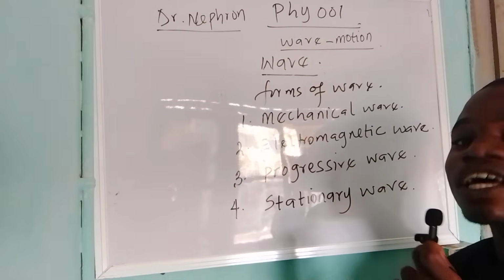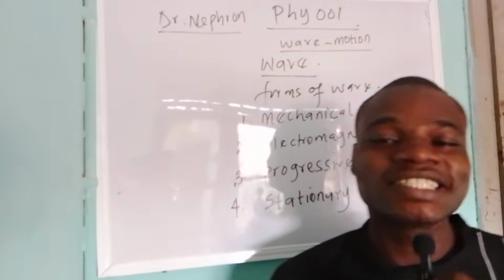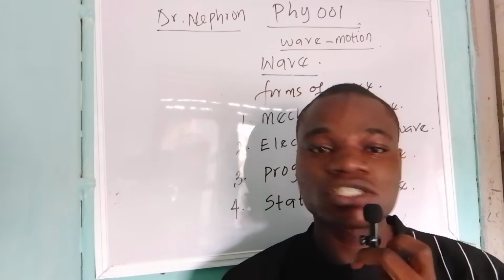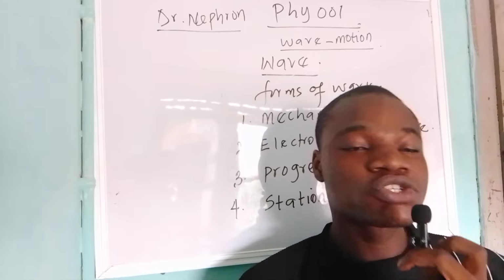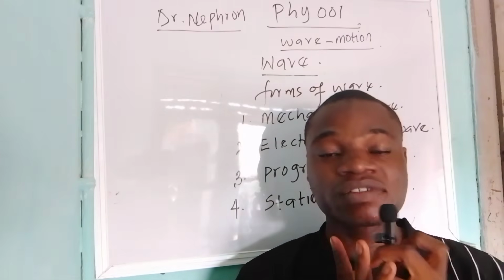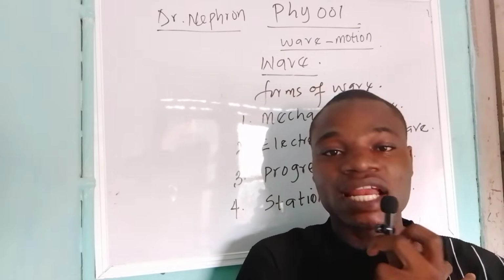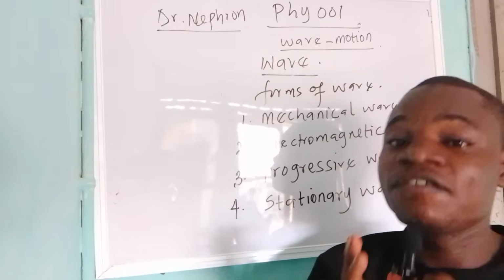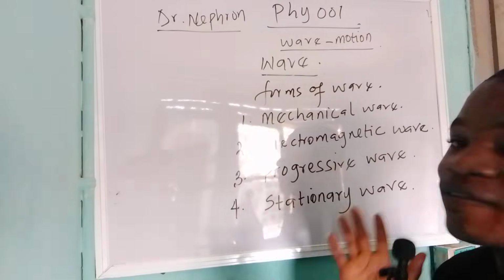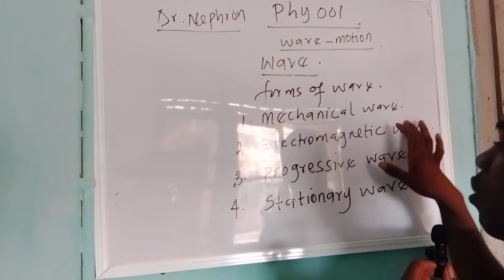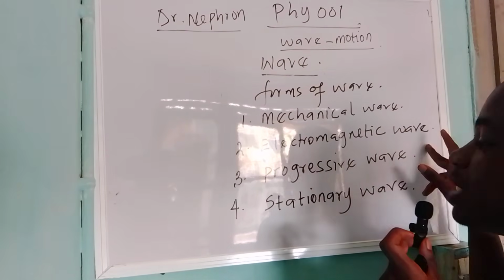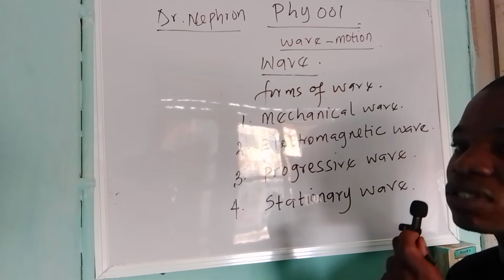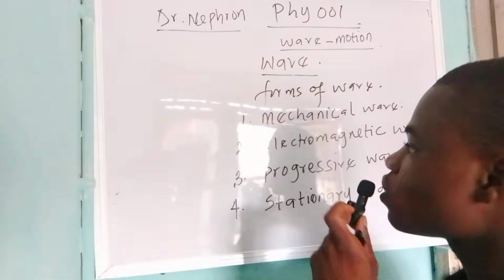Now, in your secondary school, you learn that the types of wave that we have are mechanical wave and electromagnetic wave. No, it is not like that. In secondary school, they will say that we have two types of waves, mechanical and electromagnetic. Now, even your JAMB knows that these are the forms of wave that we have. Number one, mechanical wave. Number two, electromagnetic wave. Number three, progressive wave, and stationary wave. Now, let's continue.